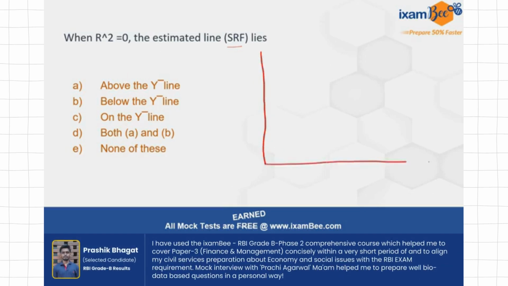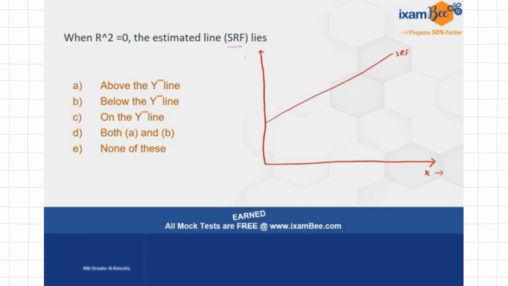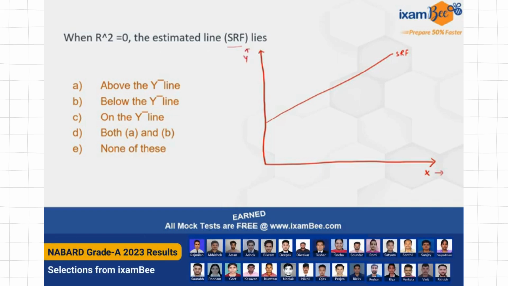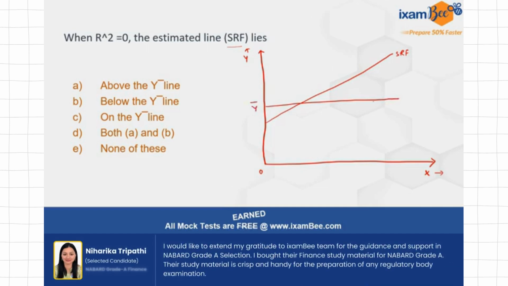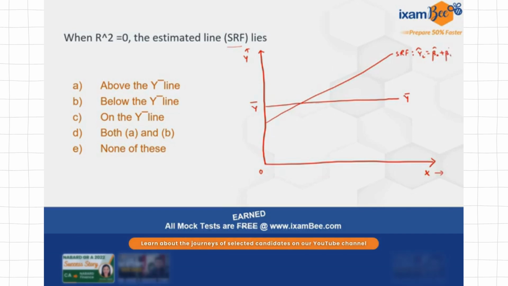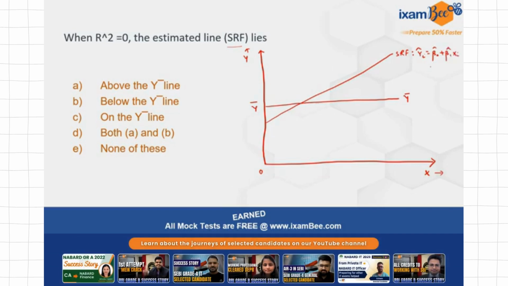If you plot a sample regression function, suppose this is my sample regression function line. On the x-axis, I am plotting the x values. On the y-axis, we plot the y values. Also, suppose that this is the y-bar line, this is the value of y-bar. And this is my sample regression function, the estimated line. Because this is the sample regression function, I can write it as yi hat equals beta naught hat plus beta 1 hat xi. This is the estimated line.